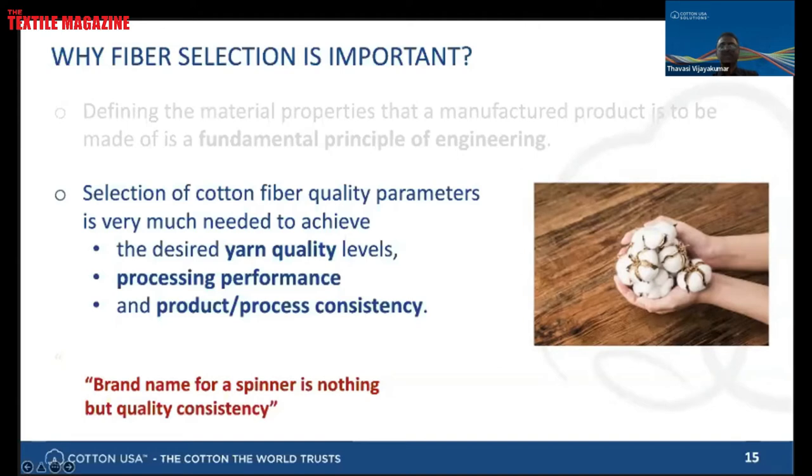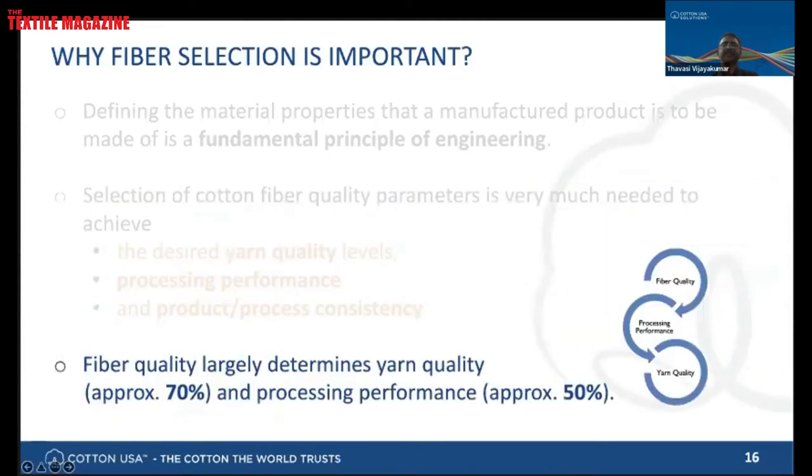My experience of running a big spinning mill with more focus on cotton selection confirms that if it is done effectively and efficiently, it's not difficult to run a spinning mill. All spinners will agree in unison that fiber quality largely determines the quality and processing performance. If we do not know what we put in, it would be difficult to predict what we get. The next few slides highlight the consistency in quality with cotton parameter selection.